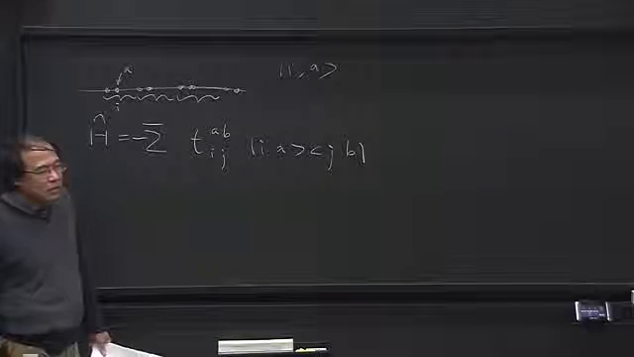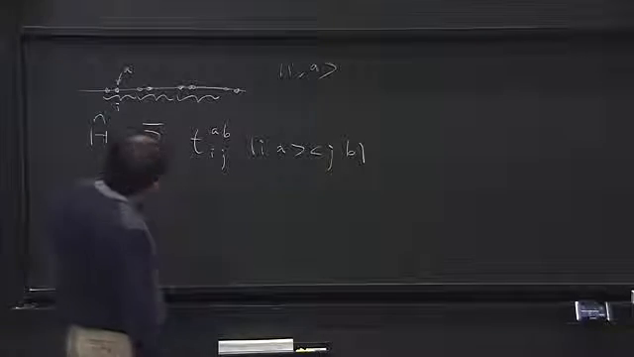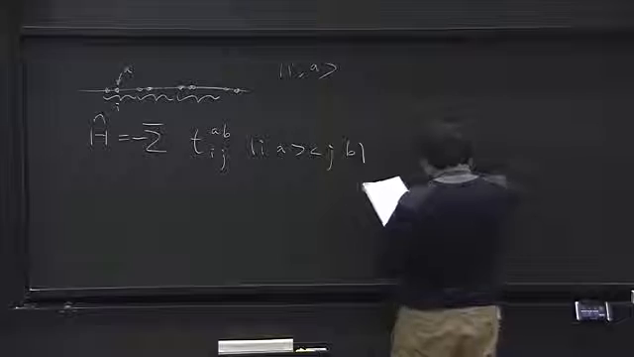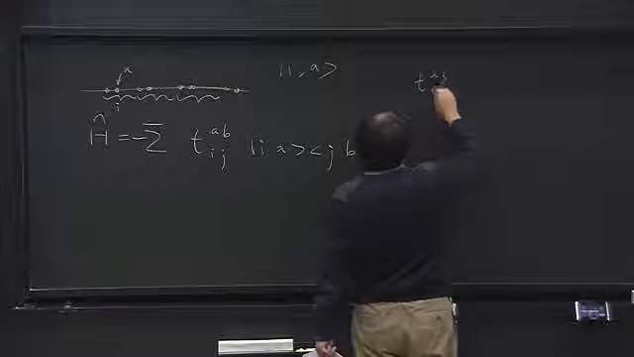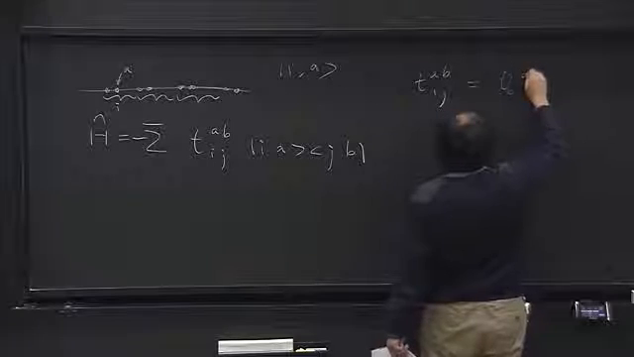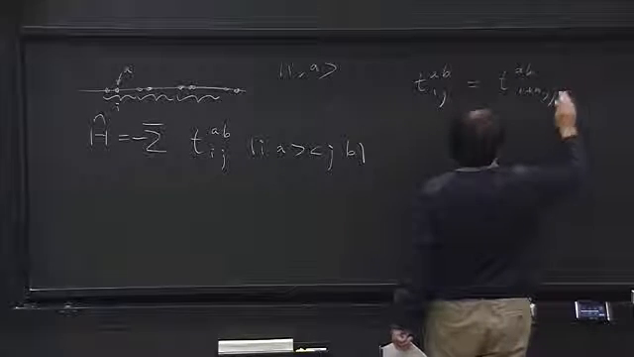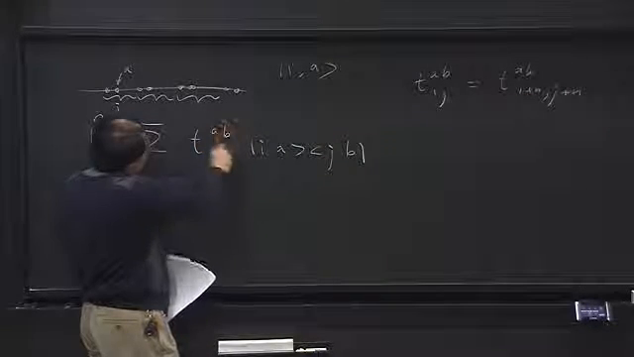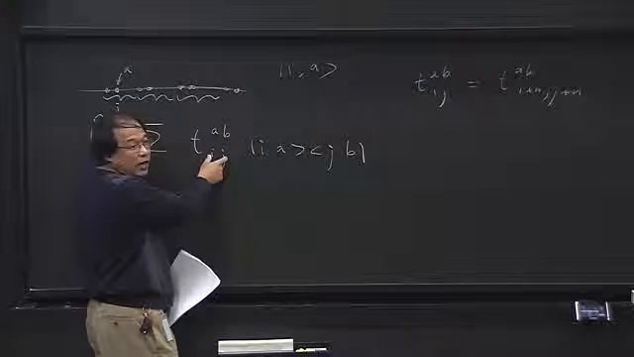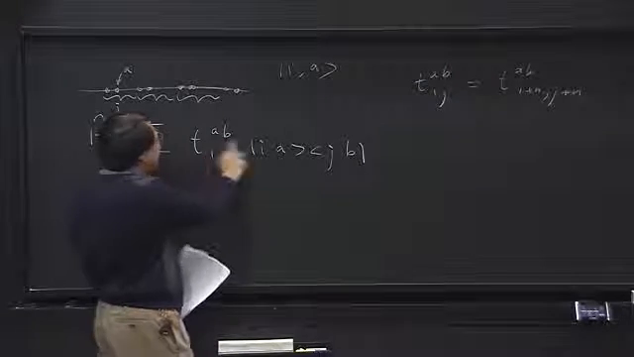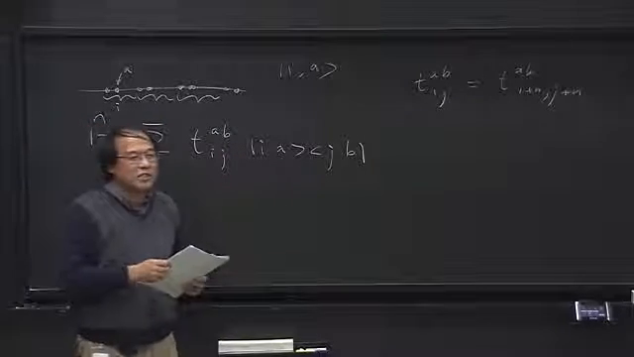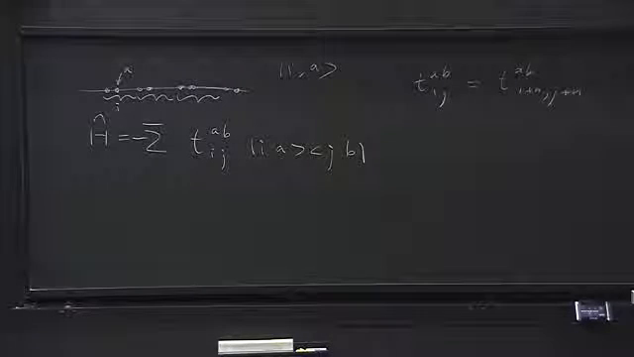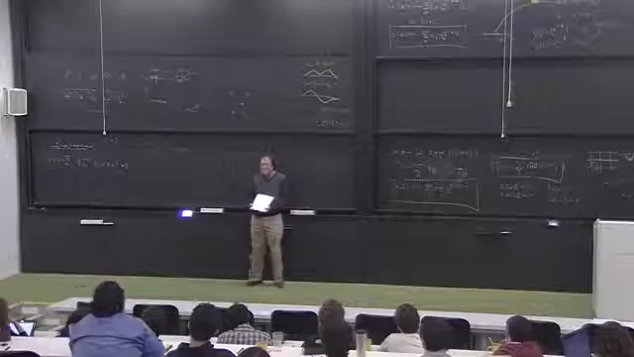However, we only have translation symmetry as this. So we have this translation symmetry. Again, this hopping amplitude only depends on the difference between I and J. And here you can imagine I and J can be vectors to go to a higher dimensional situation. Okay, and that's it. So that's a Hamiltonian.